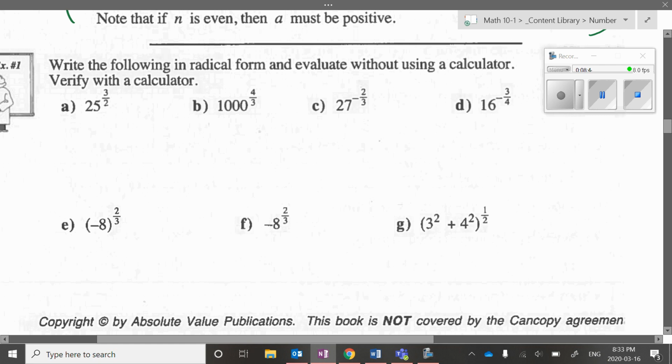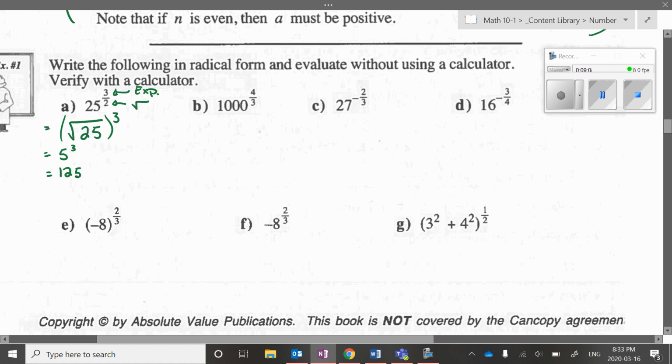So let's look at A. So we get the square root of 25 all to the power of 3. So remember, the denominator is our root, the numerator is your exponent. Square root of 25 is 5. 5 cubed is 125.